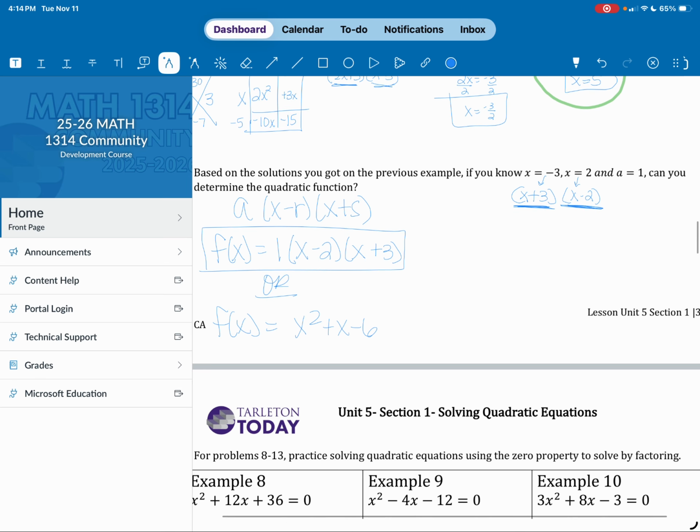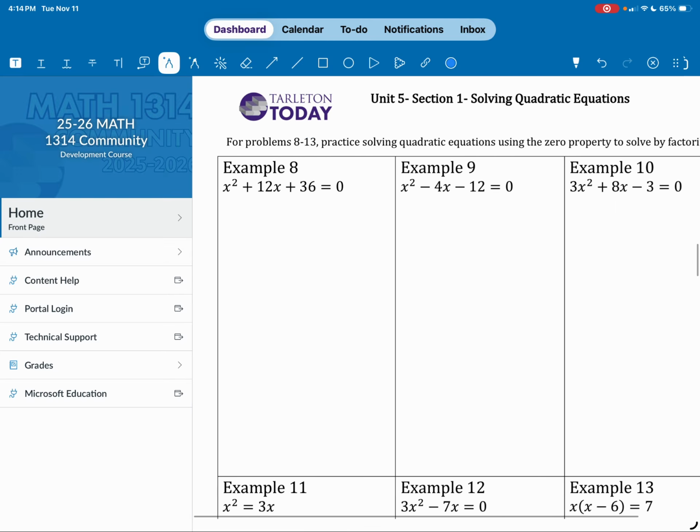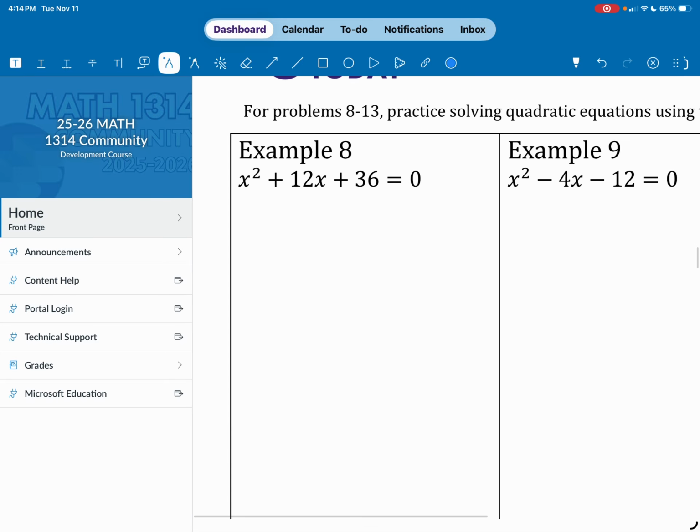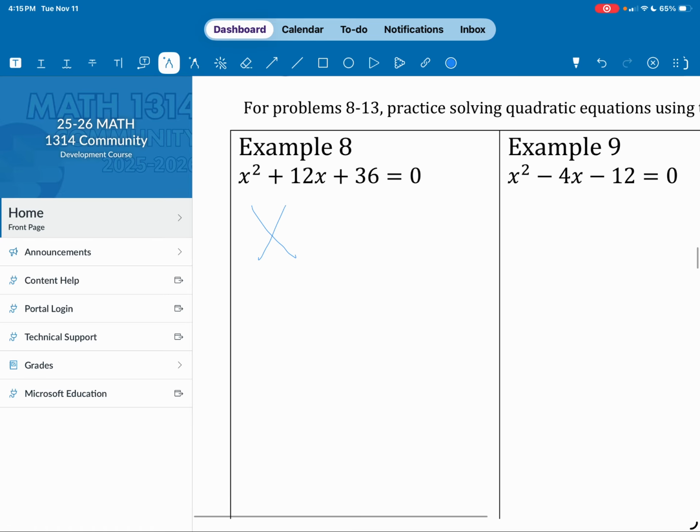Okay, on to page 4, example 8. So again, this one is asking you to use the zero property to solve by factoring. So the first thing that you need to do here is you do need to factor. And so we're going to multiply. Now, I will tell you, this one is the exact same problem as the first example on page 3. So you've already done the math. You may just not realize it.